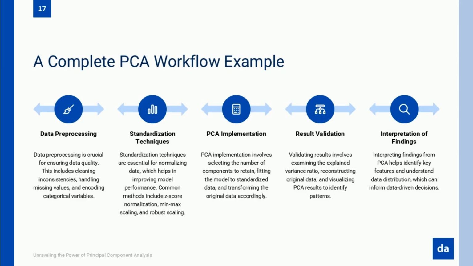The actual implementation of PCA follows, often using libraries like scikit-learn in Python. A key decision point emerges. How many components should you retain? Experienced practitioners examine the explained variance for each component, looking for that sweet spot where you've captured sufficient information while still achieving meaningful dimension reduction.